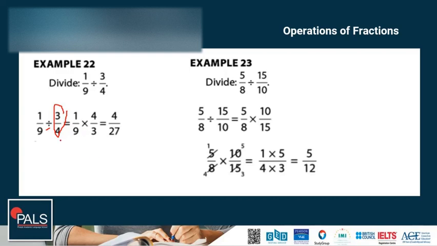Then at this point, you can just apply the multiplication rule, multiply across. So 1 times 4 is 4, 9 times 3 is 27. So the answer is 4 over 27.